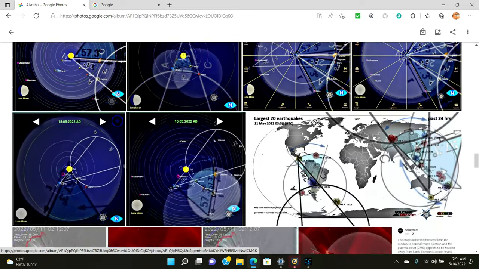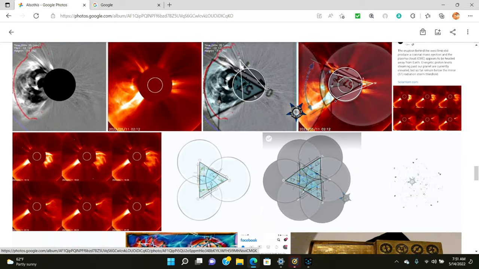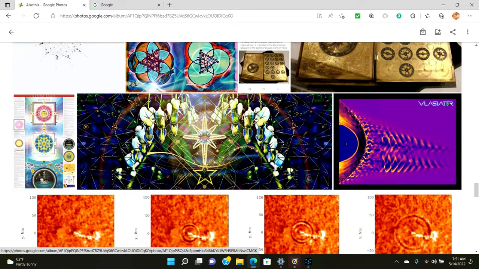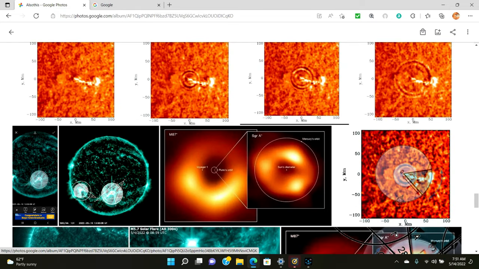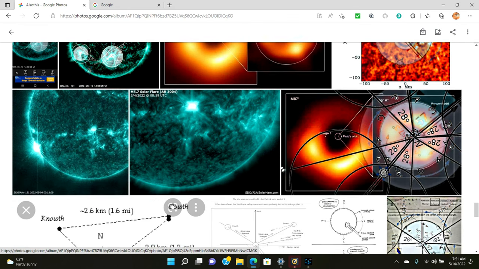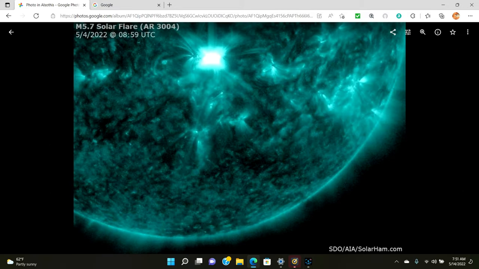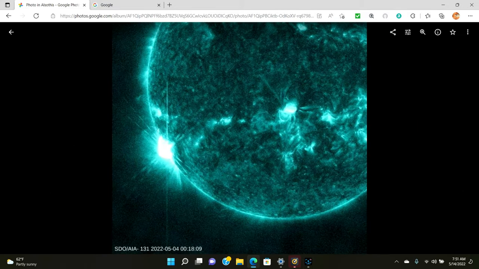And that was on the 4th. And we also got a giant X-class flare on the 4th. It just popped up out of nowhere, right? But not really, because we knew that was going to happen. So then again, here it is. Here is the M flare, and here is that X flare that just popped up.